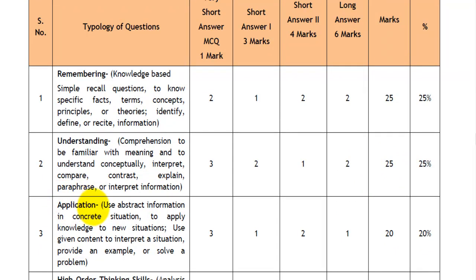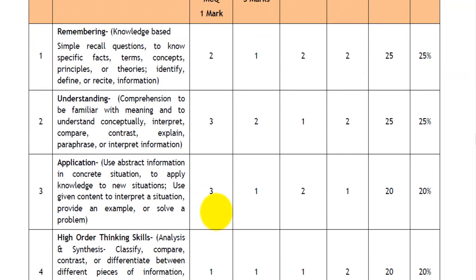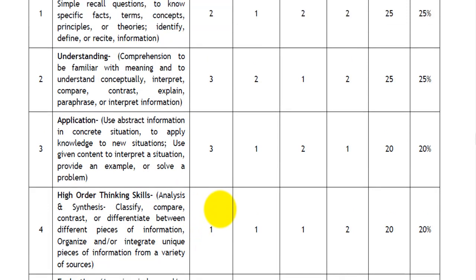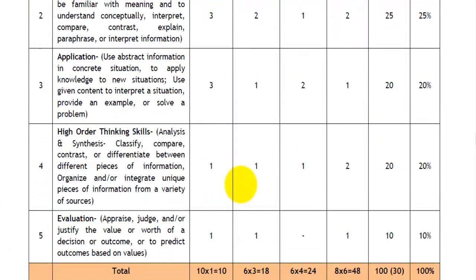Questions based on application: there will be 3 very short answer questions of 1 mark each, 1 short answer question of 3 marks, 2 questions of 4 marks each and 1 long answer question of 6 marks, totaling 20 marks. Questions based on higher order thinking skills: there will be 1 question of 1 mark, 1 question of 3 marks, 1 question of 4 marks and 2 long answer questions of 6 marks each, totaling 20 marks.